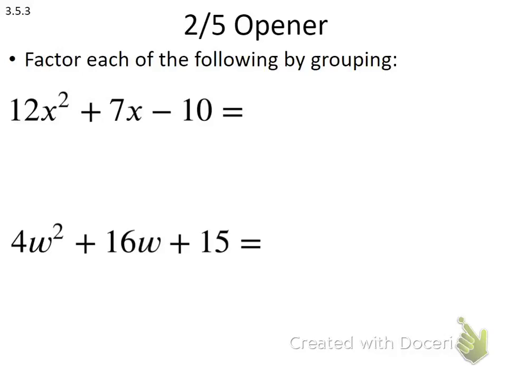Okay, so today's quiz is going to be over factoring by grouping. And the date is going to be February 10th. So there's going to be 4 steps when we factor each by grouping.